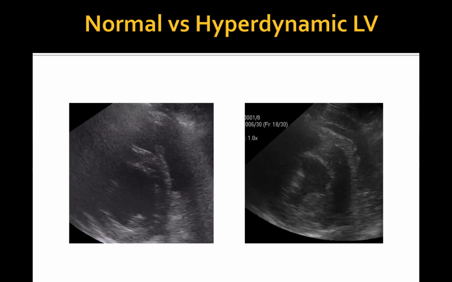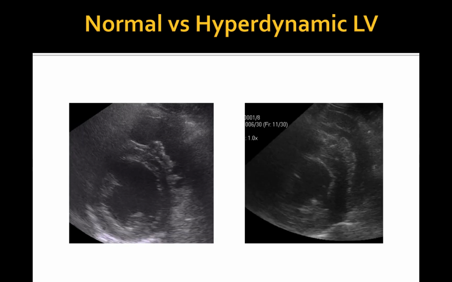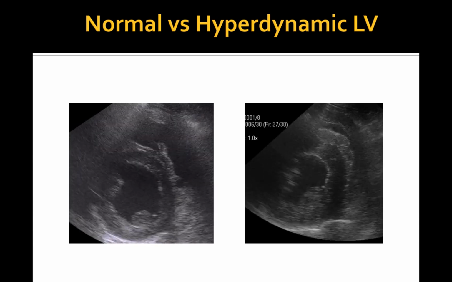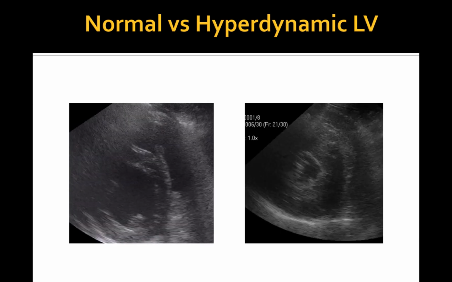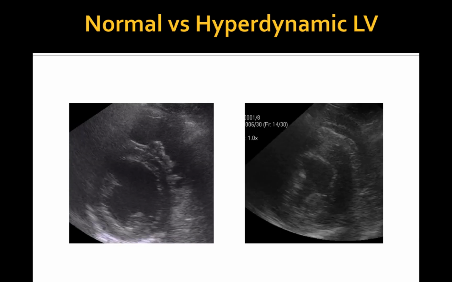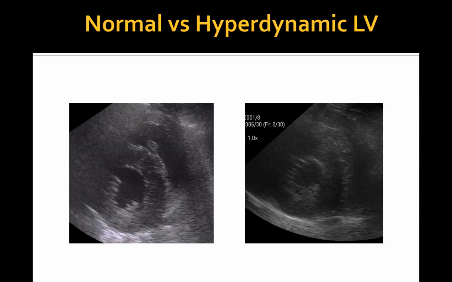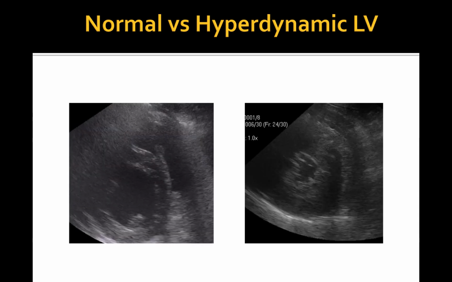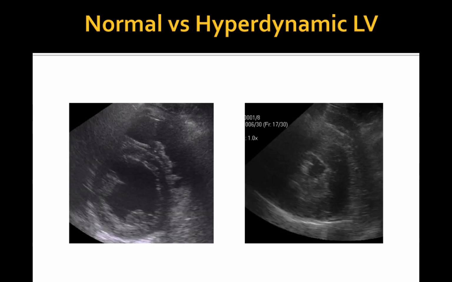This slide compares normal and hyperdynamic hearts back to back for better appreciation of the differences between the two contractile states. To the left, you can see the left ventricle with normal contractility, and to the right, the hyperdynamic left ventricle.